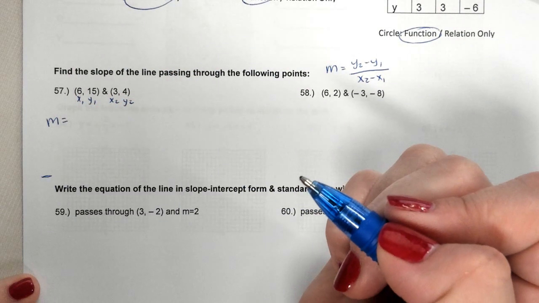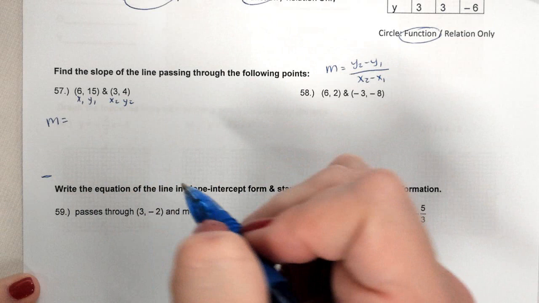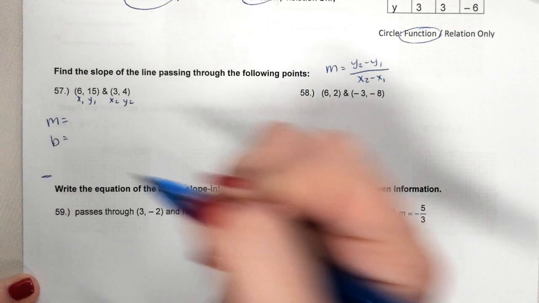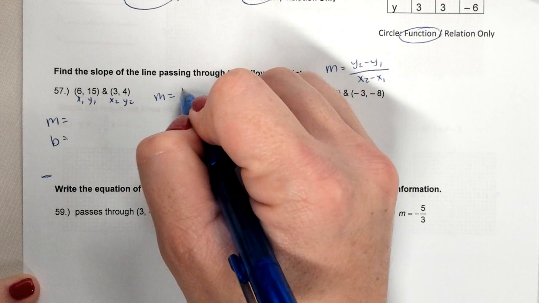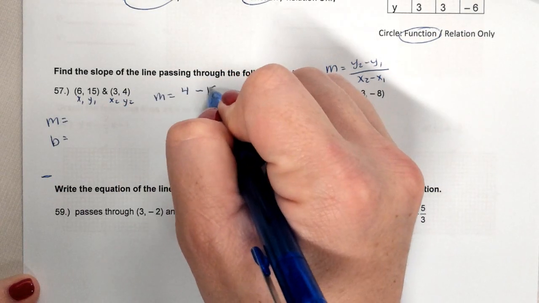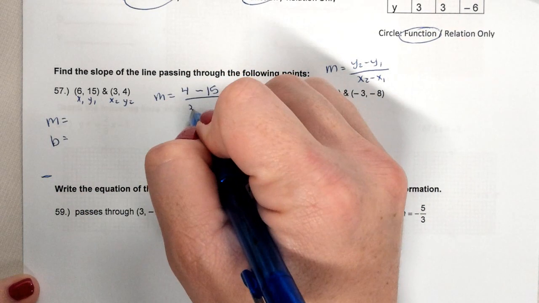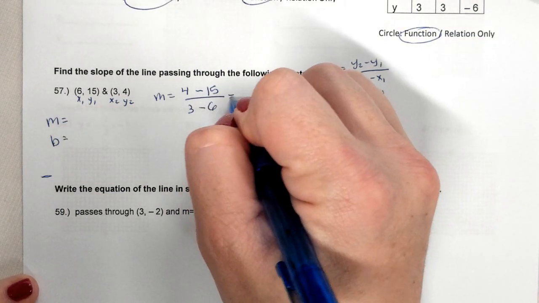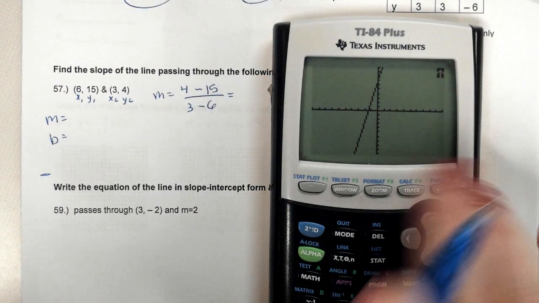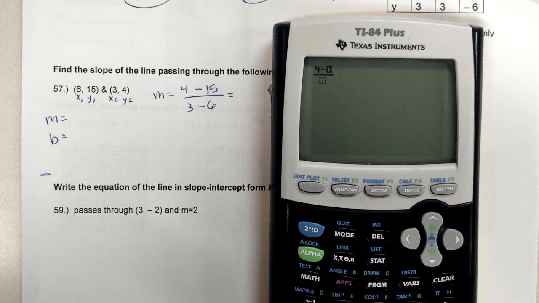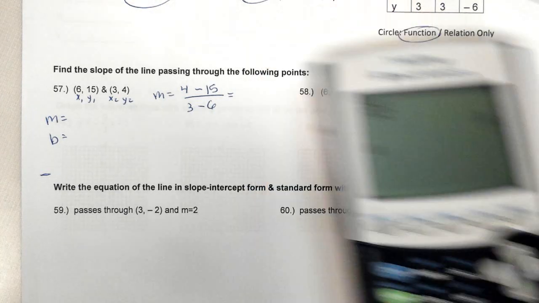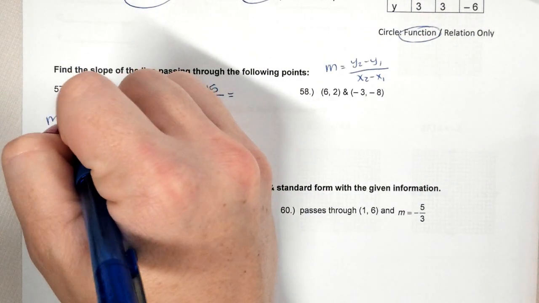We're going to put these in slope-intercept form. It doesn't specify. So we need to find m and b. So m is going to be y2 minus y1 over x2 minus x1. And then you can type that in your calculator, because then it'll simplify it for you. Alpha y equals enter 4 minus 15 over 3 minus 6. And that gives me 11/3. So I know this is my slope.